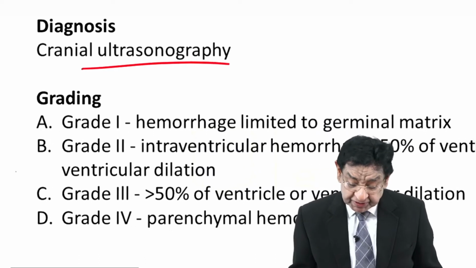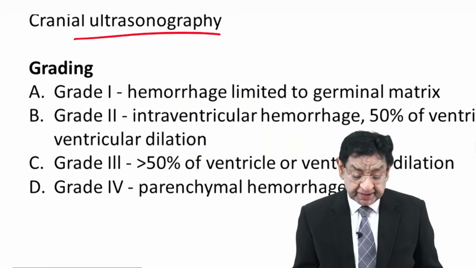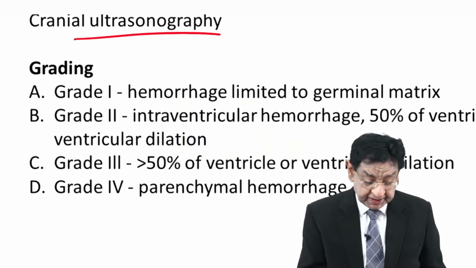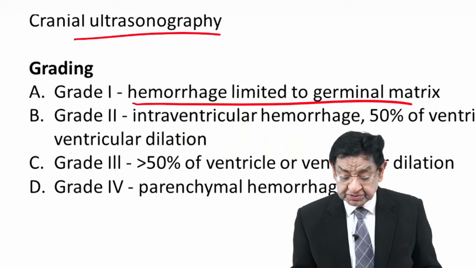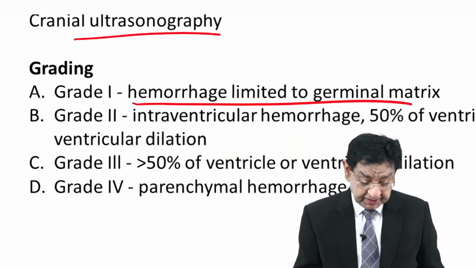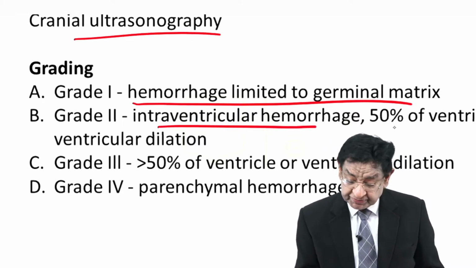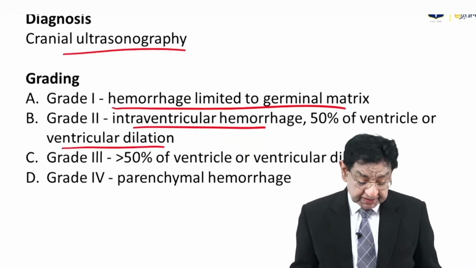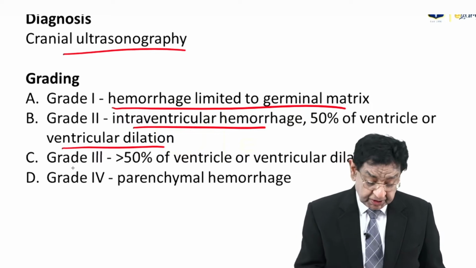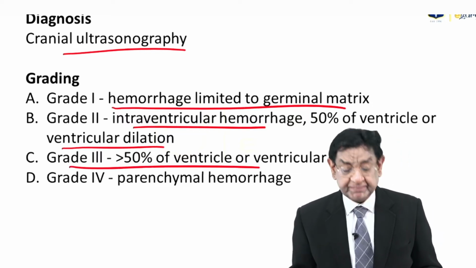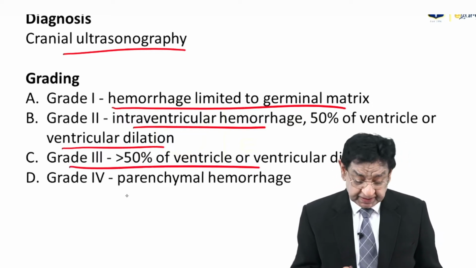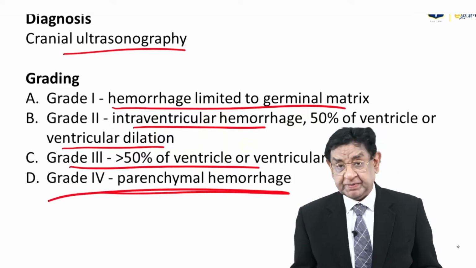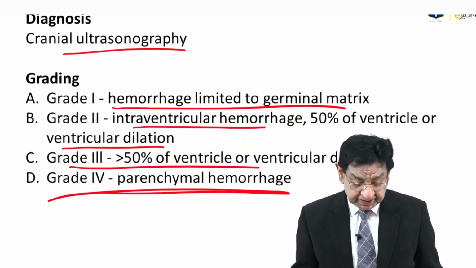Now, how do we really do the grading of intraventricular hemorrhage? Grade 1 hemorrhage is just limited to the germinal matrix. Grade 2 is intraventricular hemorrhage, 50% of the ventricle or ventricles dilatation. Grade 3, more than 50% of the ventricle dilated. Even if there is a hemorrhage into the parenchyma also, that is grade 4.